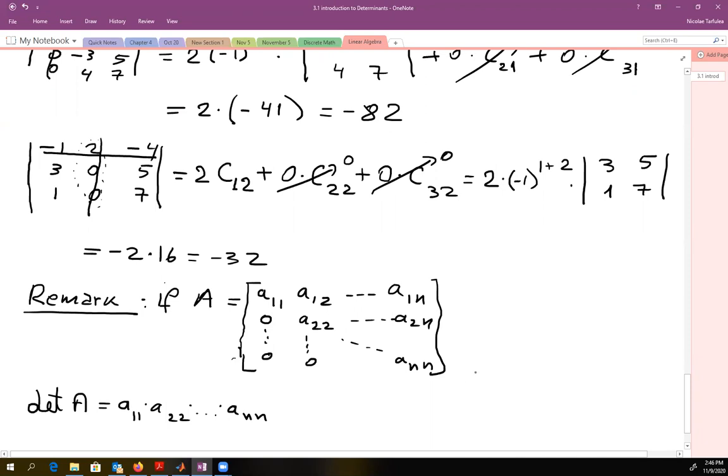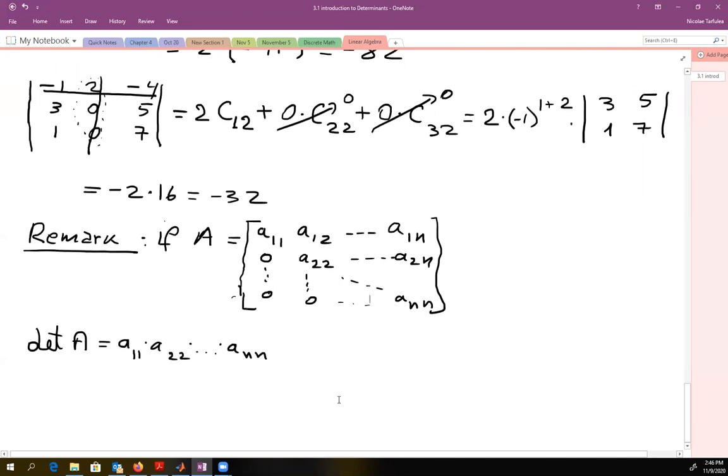Same thing for lower triangular matrices. So this is for upper triangular matrices. Same thing for lower triangular matrices. You obtain exactly the same thing. So for example, let's say you consider this upper triangular matrix: 1, negative 2, 3, 0, 4, 7, 0, 0, 11.